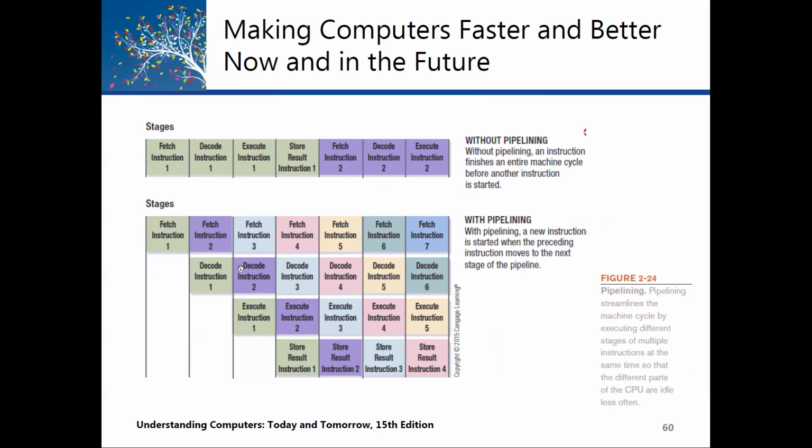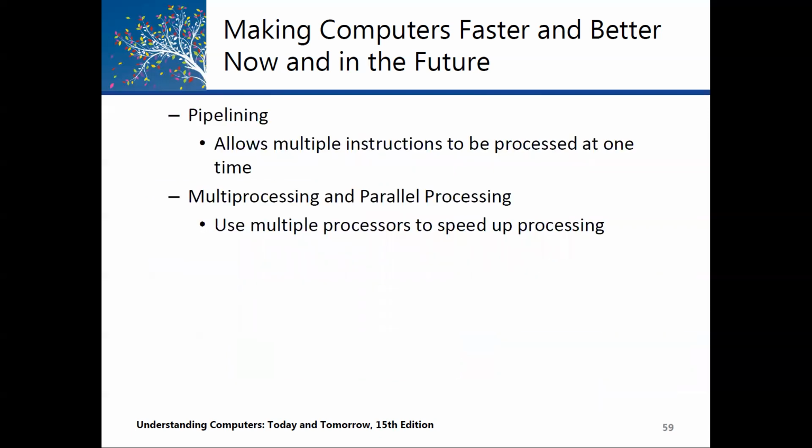So decode will not be idle at this point either, and this fetch will fetch the third instruction in the CPU. And the result will be stored for the first instruction. The second instruction will be executed at the same time, and this instruction will be decoded, right? Whatever we have fetched here, and the fourth instruction will be fetched. So this is the concept of the pipeline: with pipelining, a new instruction is started when preceding instructions move to the next stage of the pipeline, right? So it allows multiple instructions to be processed at one time, right?